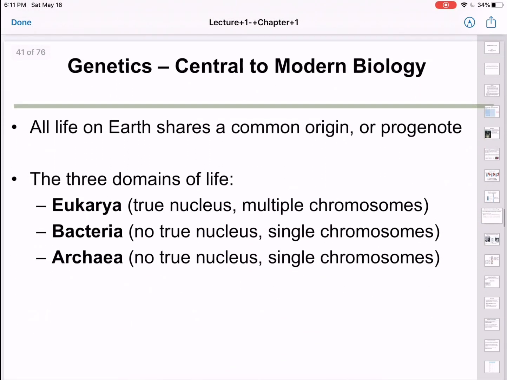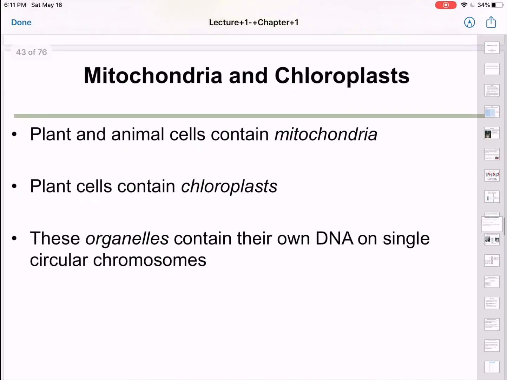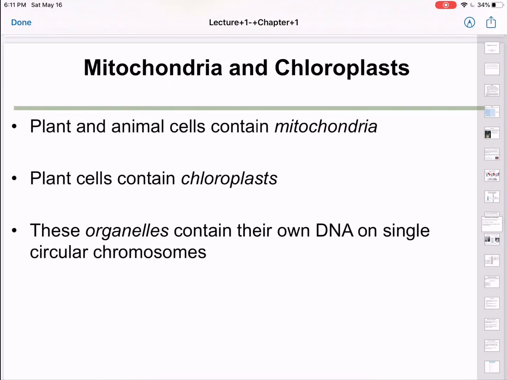And lastly, one thing that I want to talk about is that all life shares a common origin on Earth, and there are 3 domains of life that you must know that will help you later on: eukarya has a true nucleus and multiple chromosomes, whereas both bacteria and archaea don't have a true nucleus and only have a single chromosome. And so plants and animals contain mitochondria, but plants differ with chloroplasts, and chloroplasts have their own DNA, which leads to some interesting Mendelian genetic traits.